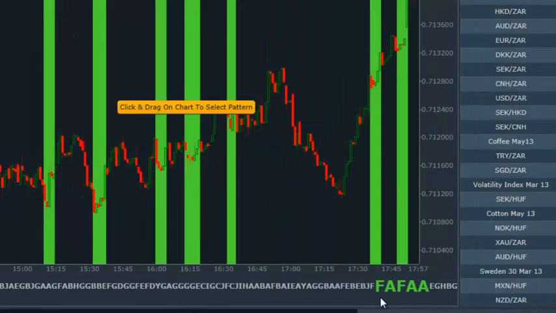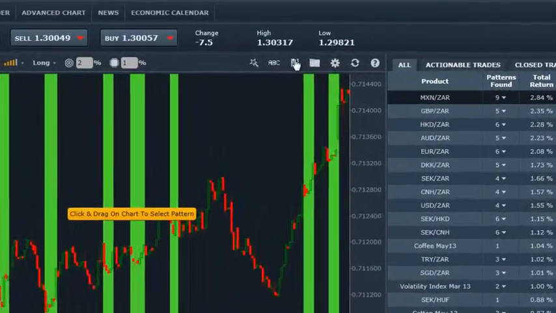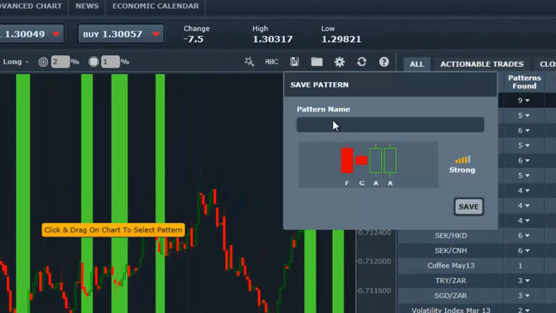You could then choose to save your pattern here. Just give the pattern a name and click Save.